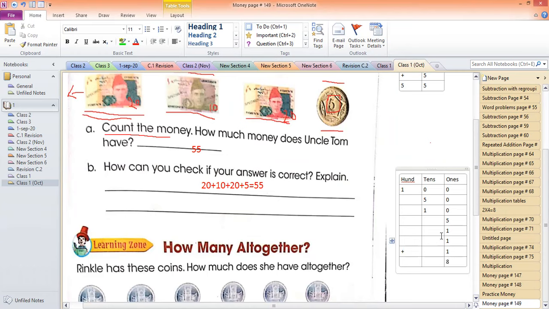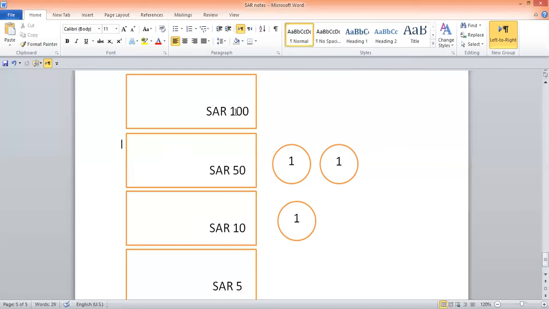There are a total of 8 ones. How many tens are there? 5 plus 1 equals 6. And there is only one 100. So it is 168. So those who were saying 168, they were right. Their answer is correct. 168 is the answer. Or you can check here also. You can count directly from here. 100 plus 50, 150. 150 plus 10, 160. 160 plus 5, 165. Then count on the ones. 166, 167 and 168. So the answer is 168.